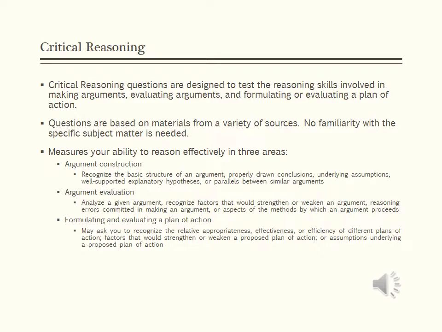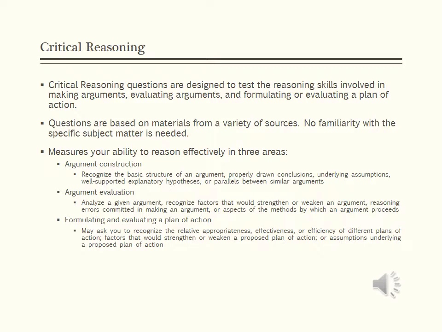The first is argument construction. Can you recognize the basic structure of an argument, properly drawn conclusions, underlying assumptions, and well-supported explanatory hypotheses or parallels between similar arguments? The second is argument evaluation. Analyze a given argument, recognize factors that would strengthen or weaken an argument, reasoning errors committed in making an argument, or aspects of the methods by which an argument proceeds.